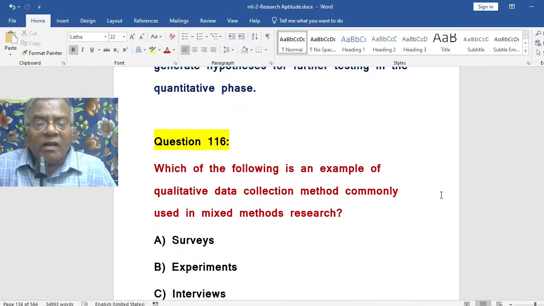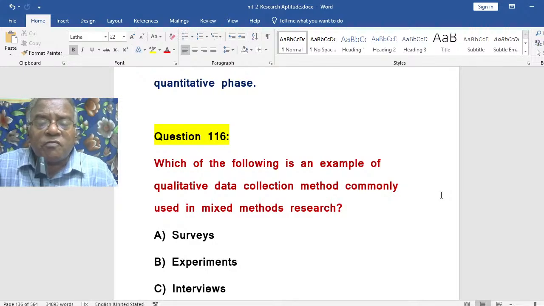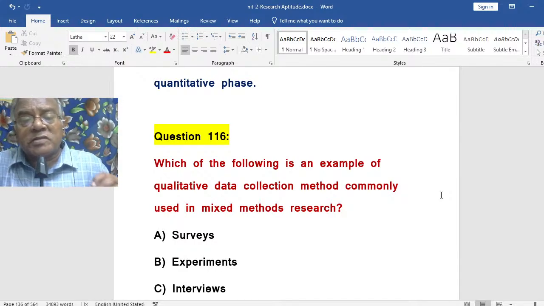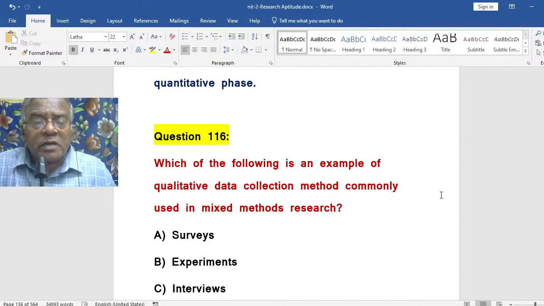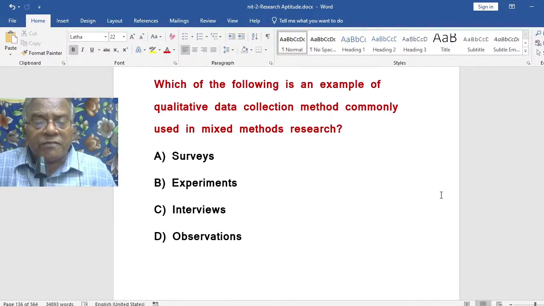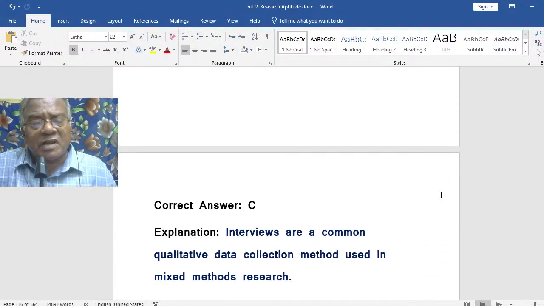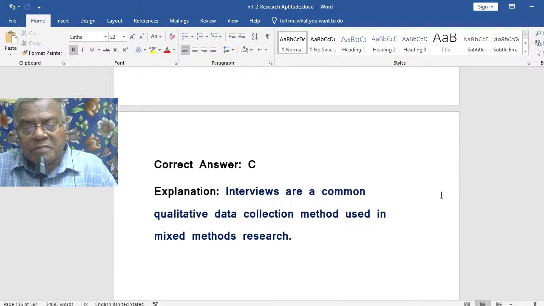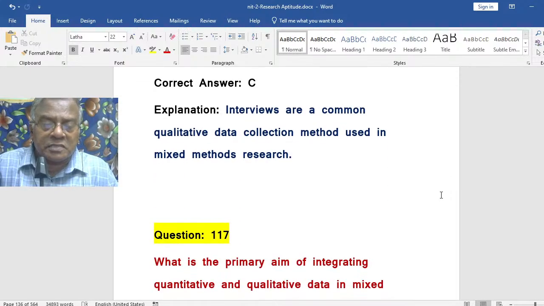Next question, which of the following is an example of a qualitative data collection method commonly used in mixed methods research? Surveys, experiments, interviews, observations, that is interviews. Interviews are a common qualitative data collection method used in mixed methods research.